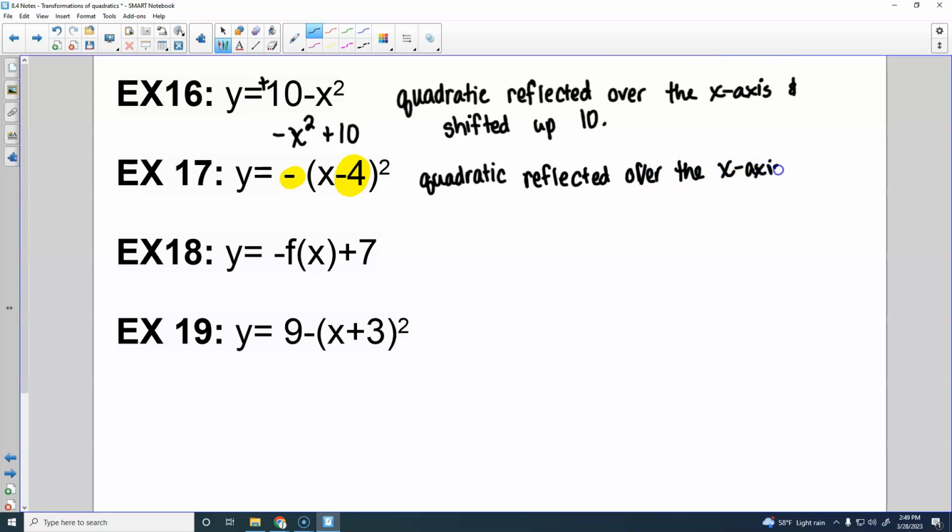You are correct. It has to be inside the parentheses for it to reflect over the y-axis. And that's not really something we have to look at in this class, but you will look at it in some class in the future. Okay? Reflected over the x-axis. And then, Caitlin, when I got that minus 4 on the inside of the parentheses, is that going to move up, down, left, or right? It is going to move to the right 4.